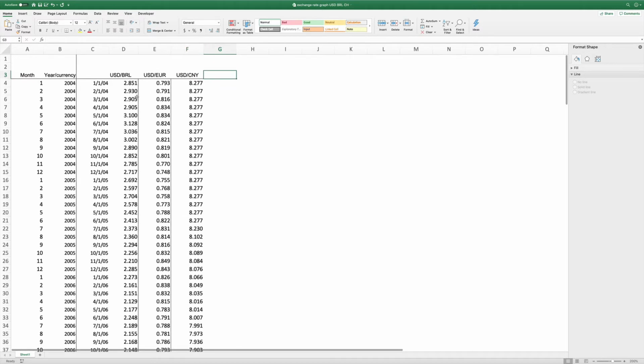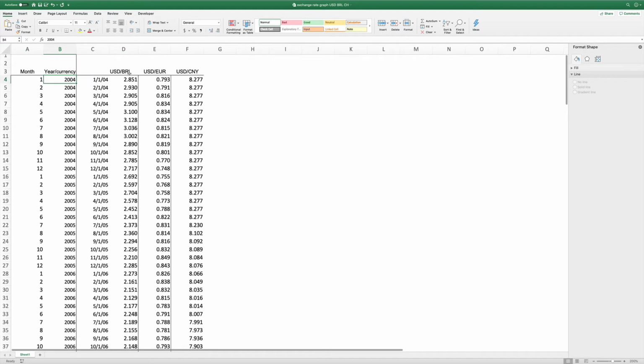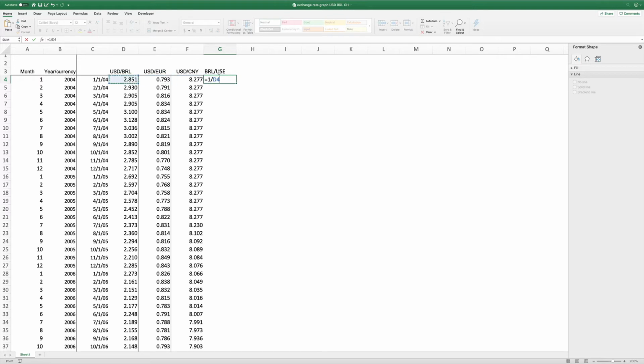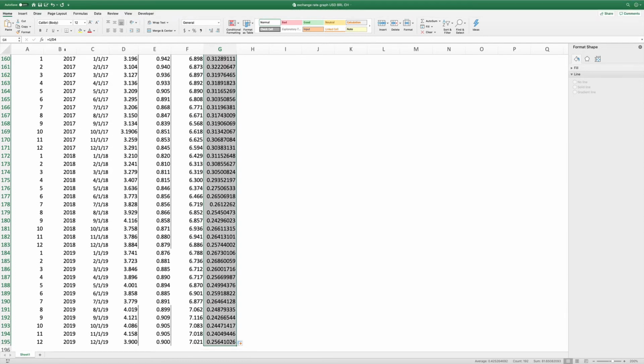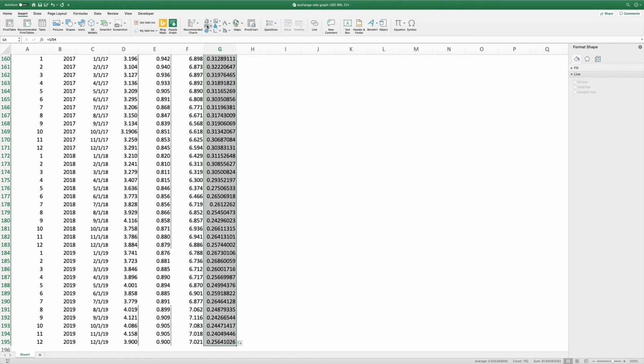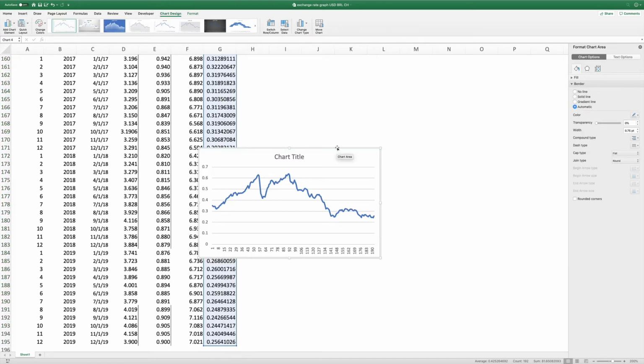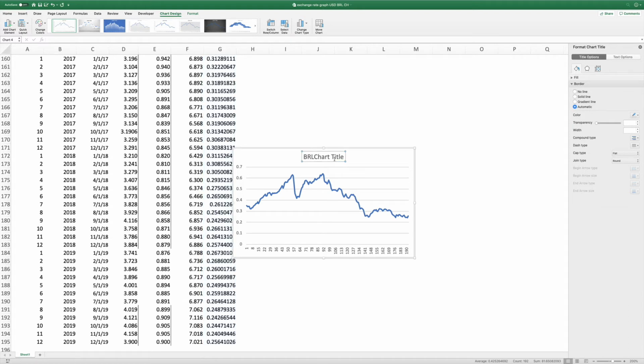I have a spreadsheet here with which we created the graph that you've been looking at in this and previous modules. Here's US dollar Brazilian real beginning in January 2004 going to December 2019. US dollar euro, US dollar Chinese yuan. We're going to do Brazilian real to US dollar, and we're going to take the reciprocal. Copy that down. And then I'm just going to graph this just to see what this looks like. Here it is, and there is the Brazilian real to the US dollar.